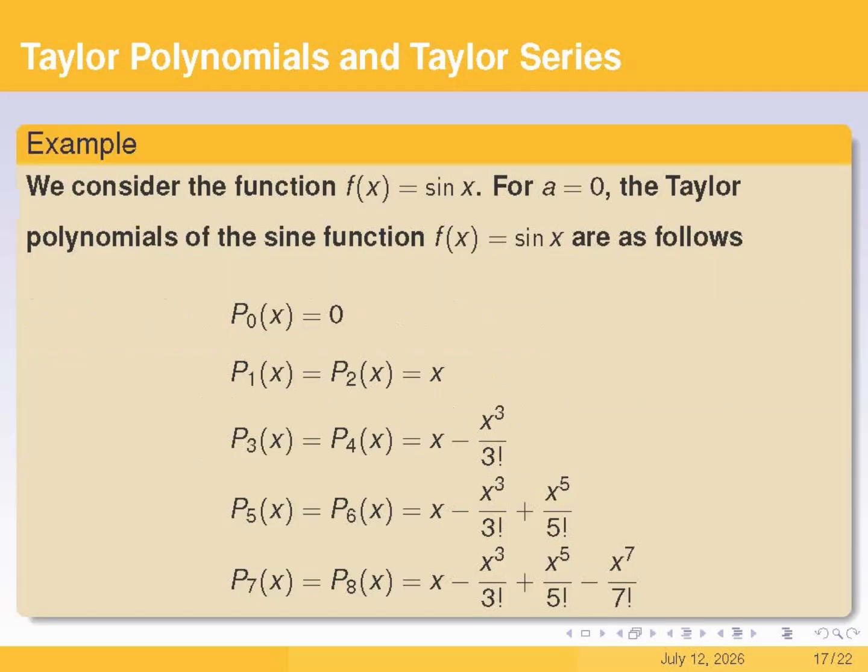In this example, we are going to derive the Taylor series for the sine function at a equals 0. This slide lists out the Taylor polynomials all the way up to the 8th degree. Since the derivatives of the sine function repeat in a cycle of 4, it should be pretty easy to come up with these 8 Taylor polynomials on the screen.